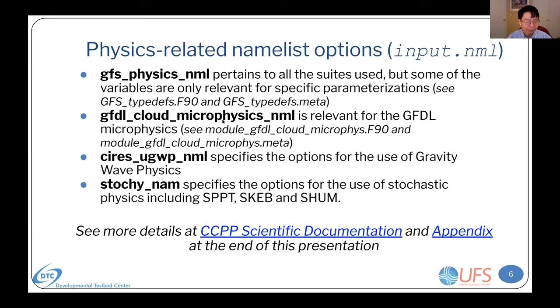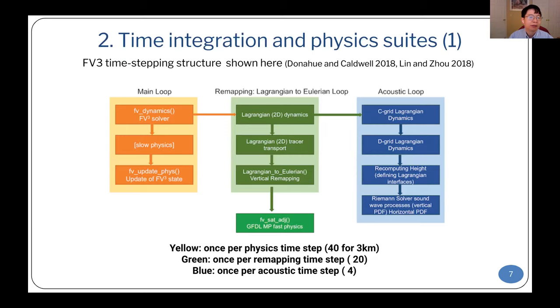Here is the time integration. You may have already seen this figure in Lucas' talk yesterday. Here, I want to emphasize the physics in this remapping. You can see the slow physics at the main loop, and also the fast physics at the green part related to the saturation adjustment. So from the main loop, yellow, then the remapping Lagrange to Euler loop, green, and the acoustic loop, blue.